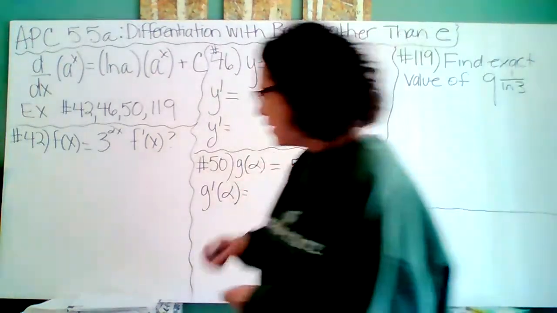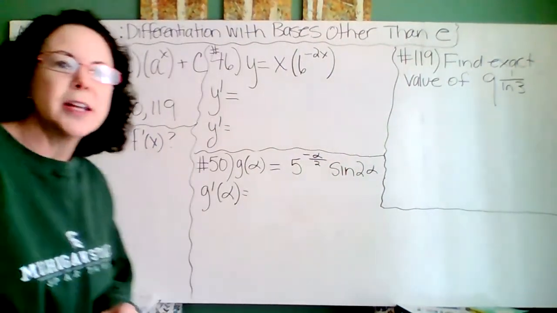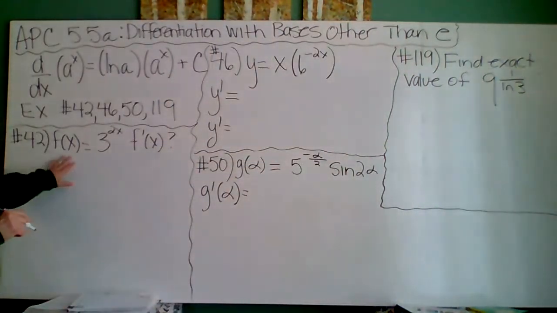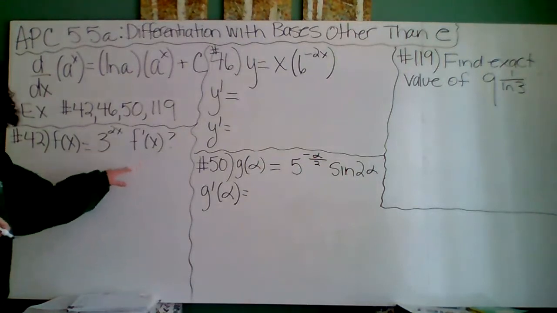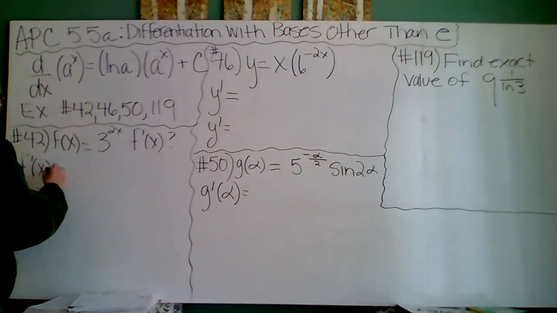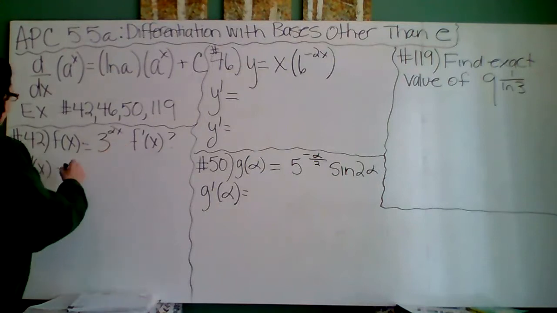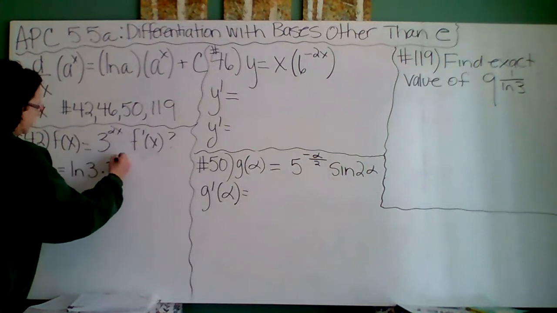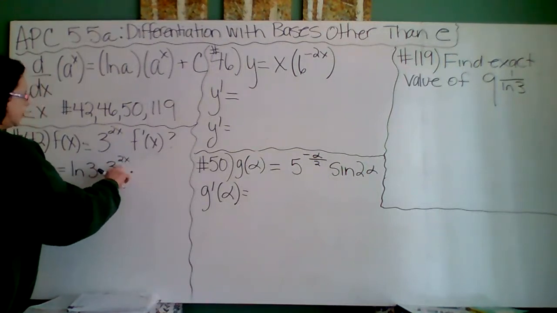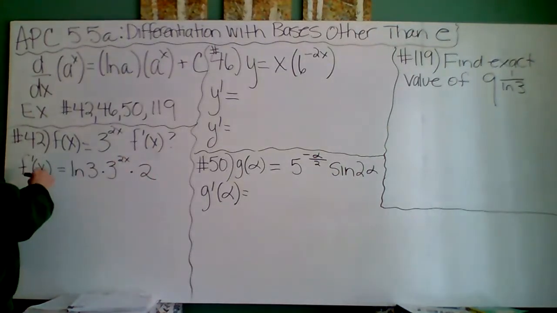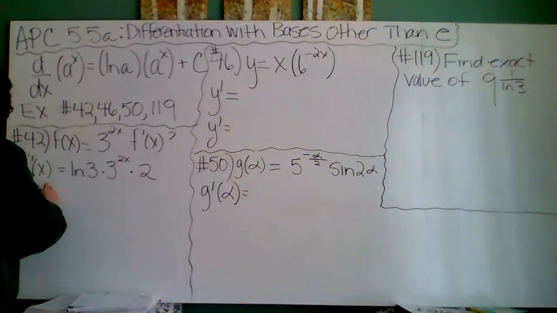Number 42. They give you the function, just check and make sure I am recording. In fact, I am. Okay. So they give you the function 3 to the 2x and they ask for the derivative. So to talk your way through it, the derivative of a base of 3 to anything is the natural log of the base times itself times the derivative of the inside function. There, and normally, they would write the answer.